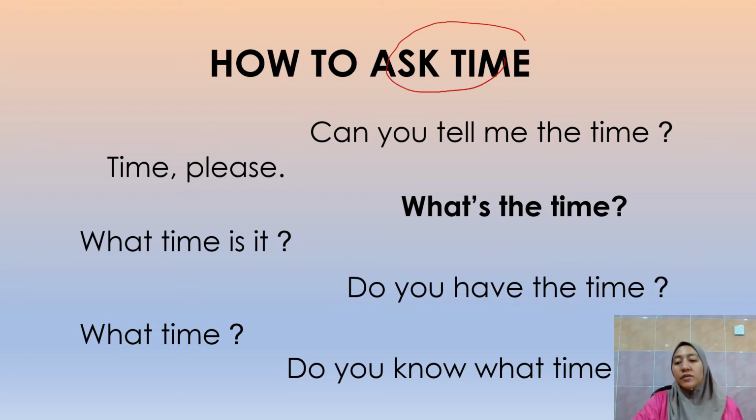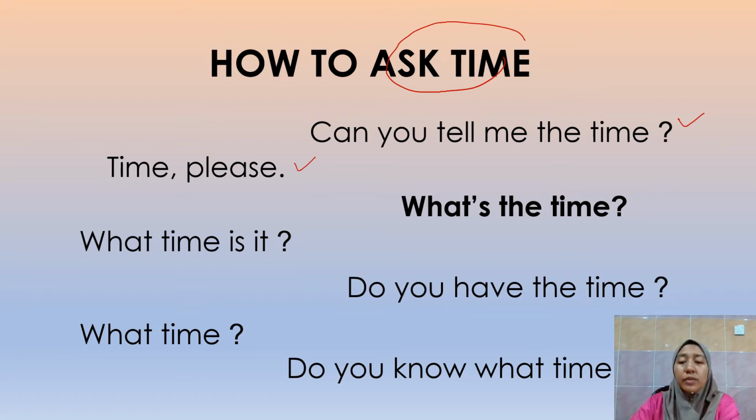So, during conversation, waktu kita bercakap, people will ask you, can you tell me the time? Boleh tak awak bagi tahu saya masa? Can you, boleh tak? Can you, boleh tak awak bagi tahu saya masa? Okay, time please. Masa please, tolong beritahu saya masa. Macam itulah maksud dia, time please.